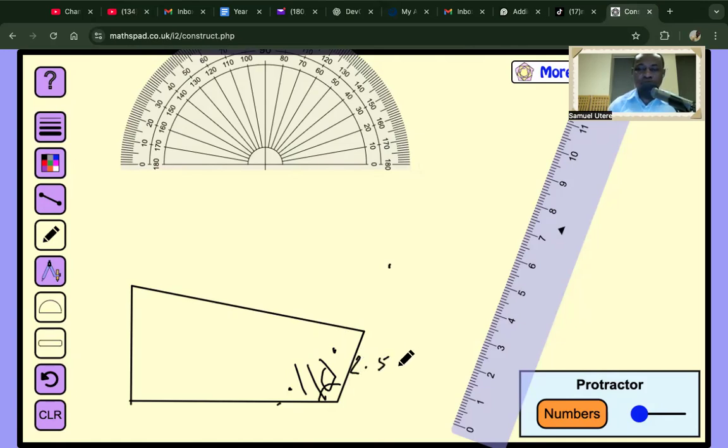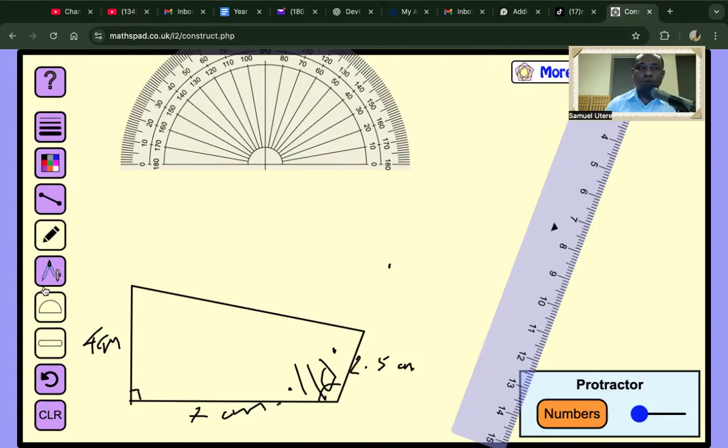2.5. And that is 7 centimeter, if you remember. And that is 4 centimeter. So that is how you go about constructing a quadrilateral. And of course, that is the 90-degree point.